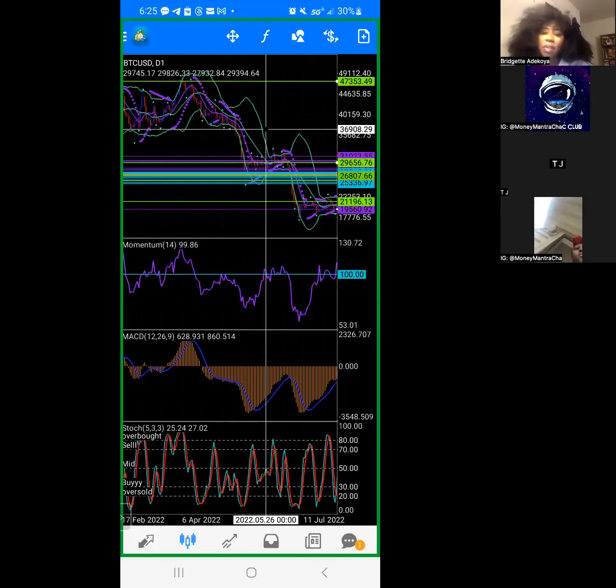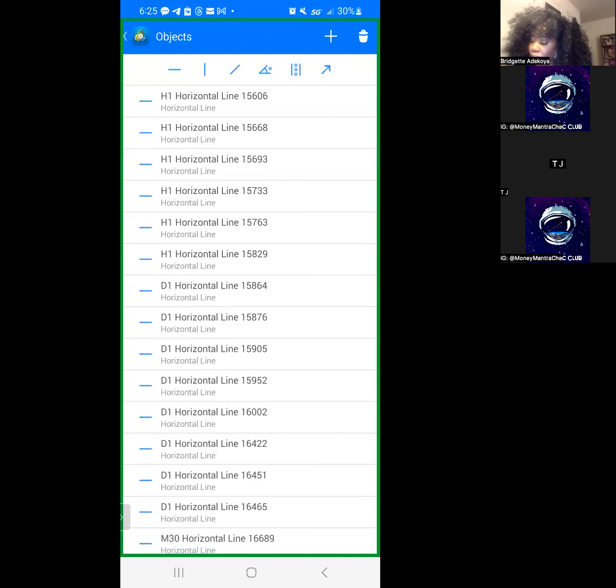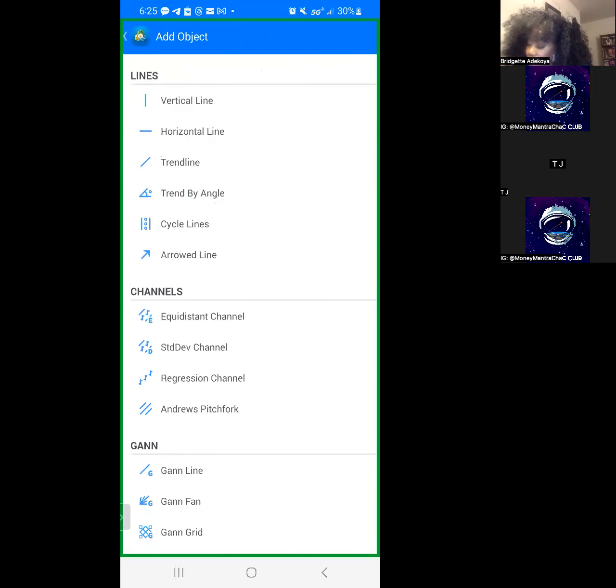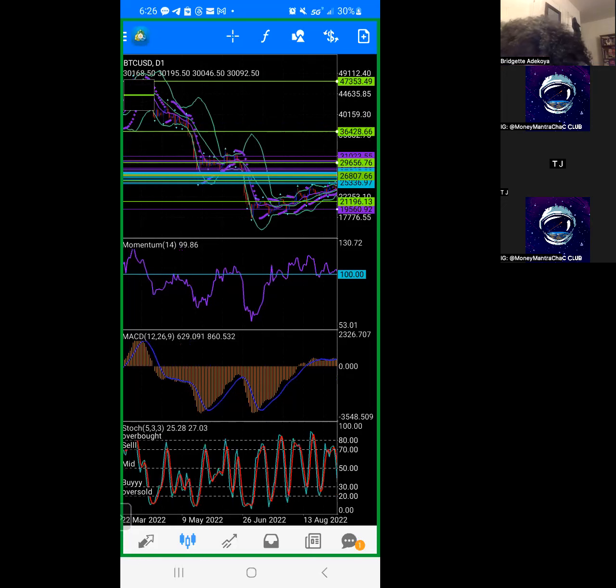So you can also put a line right here too, just underneath the wicks. So that's like 36,375, right? So I'm just gonna click my shapes again, click the plus sign, do a horizontal line. Let me scroll back over here. Probably stay right here.